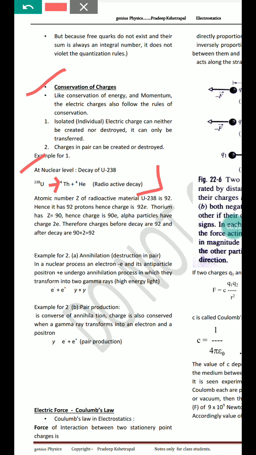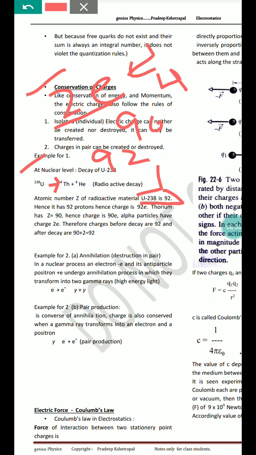As the atomic number of the radioactive element is 92, it has 92 protons, and thorium has atomic number 90, so it has 90 charge, while helium is the alpha particle. An alpha particle has 2 units of charge, so the total also becomes 90 plus 2, which is 92. The charge before the reaction and after the reaction remains the same.